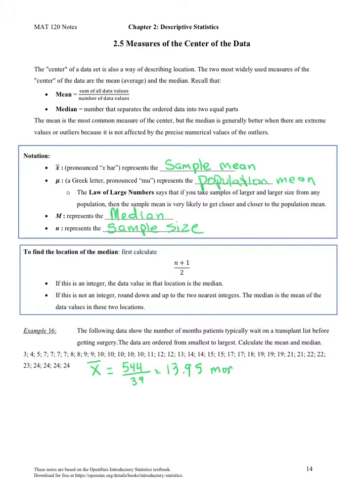13.95 months. Now we're also asked to find the median, and one way we can do this is to use our formula, and we have 39 pieces of data here, so we'll plug that in for n, which means our median is going to fall at the 20th term. And if you actually count up to the 20th term here, you'll find 13.